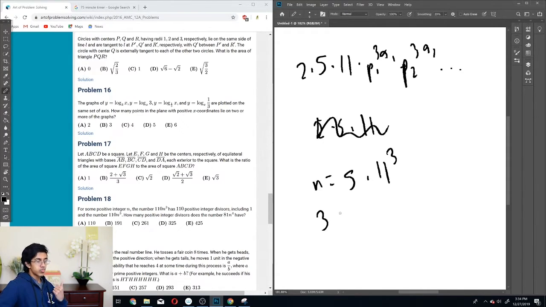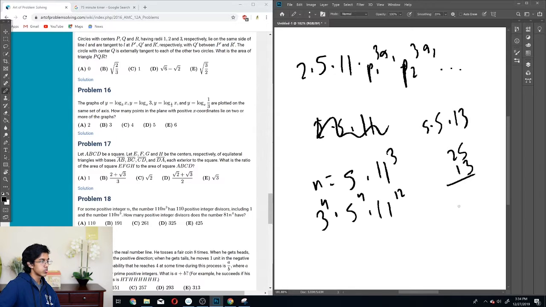Okay, so if we multiply to the 4th power, then we have something interesting, because then we have 3 to the 4th times 5 to the 4th times 11 to the 12th. So that's just 5 times 5 times 13, which is 25 times 13, which is equal to what? It's equal to 325, which is D. Nice. How much time do we have?